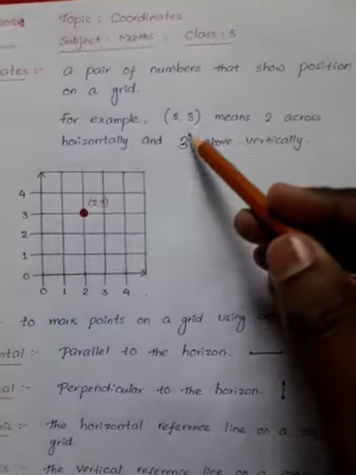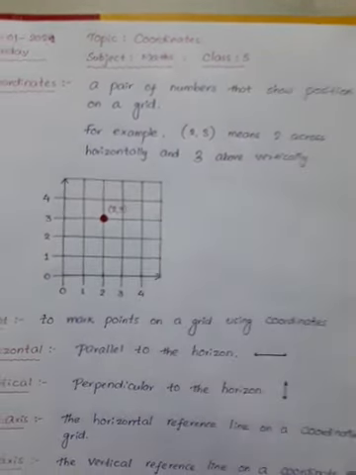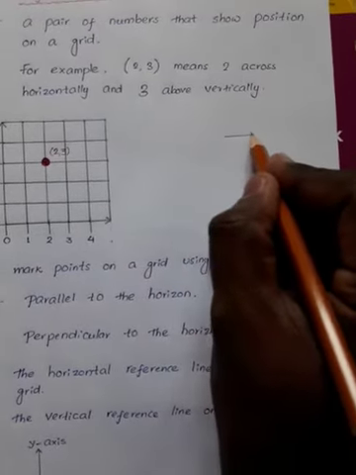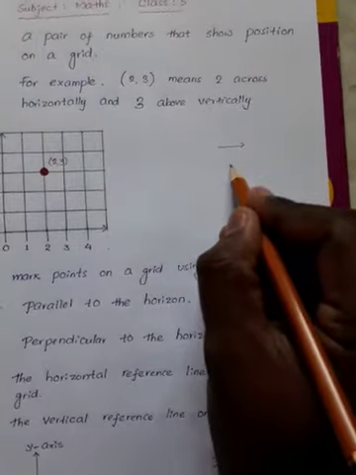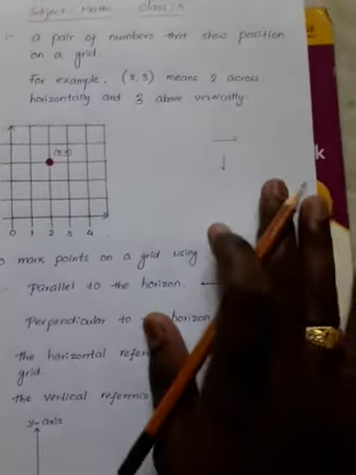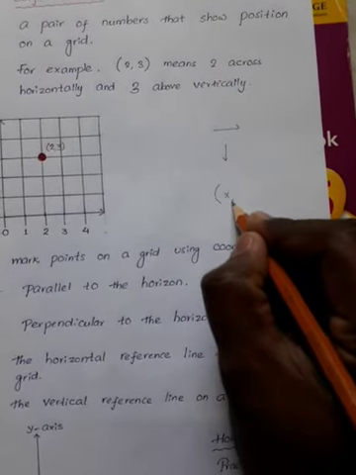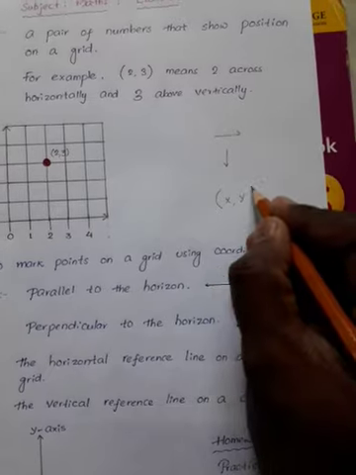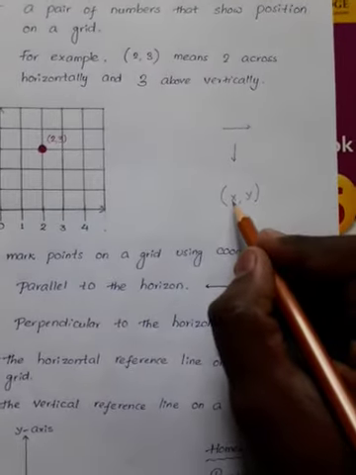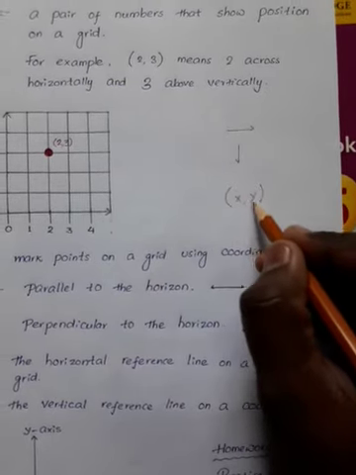For example, (2, 3) means 2 across horizontally, 3 above vertically. Horizontal, you already know, is this direction, right? And this is called vertical. Also remember, in a coordinate, the first one is every time the x coordinate, and the second one is every time the y coordinate. We cannot write it as y and x, that is wrong. So the first one is the x coordinate and the second one is the y coordinate.